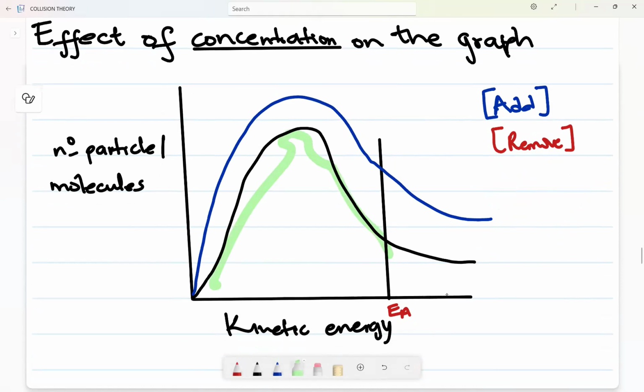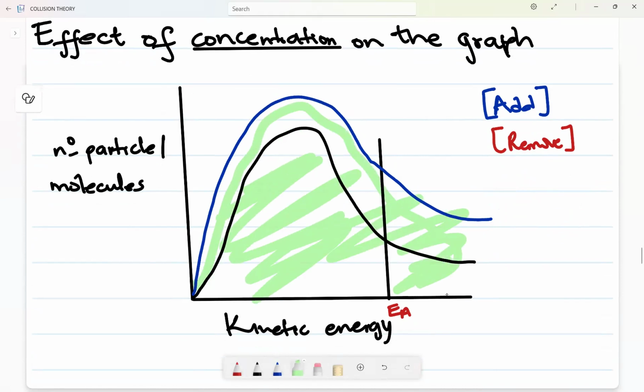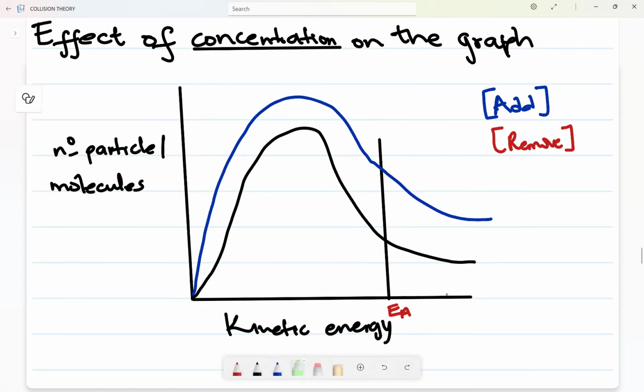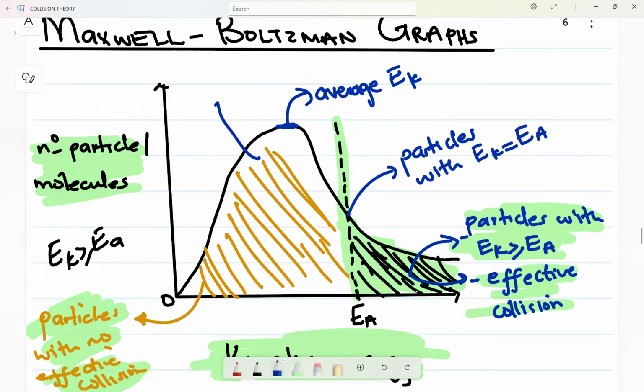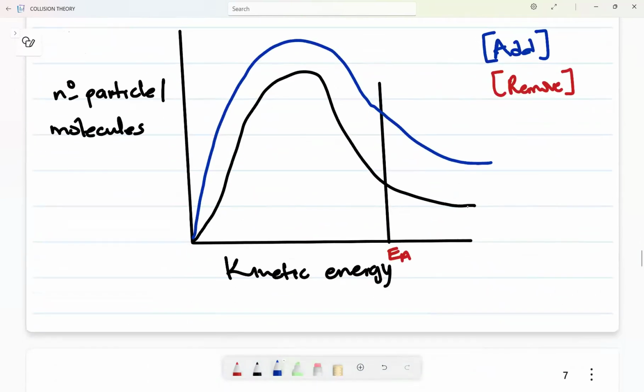Before we had particles under this graph, but can you see under that graph, including this section also, it now has a larger area. So remember the area of this graph is the number of particles, whether with effective or not effective collisions. So this one has more particles. Let's see how this affects the number of collisions per unit time.